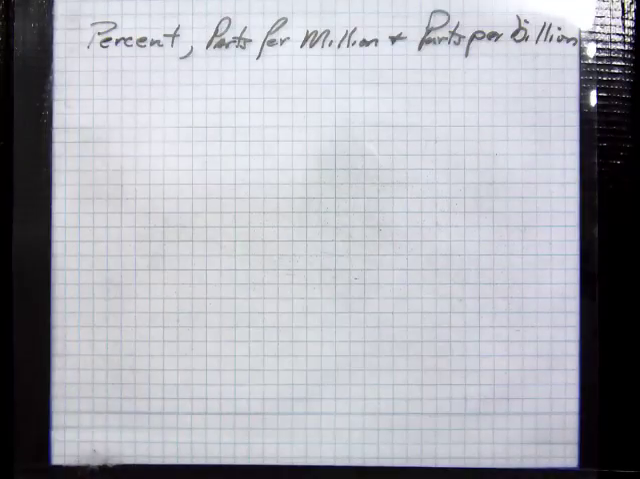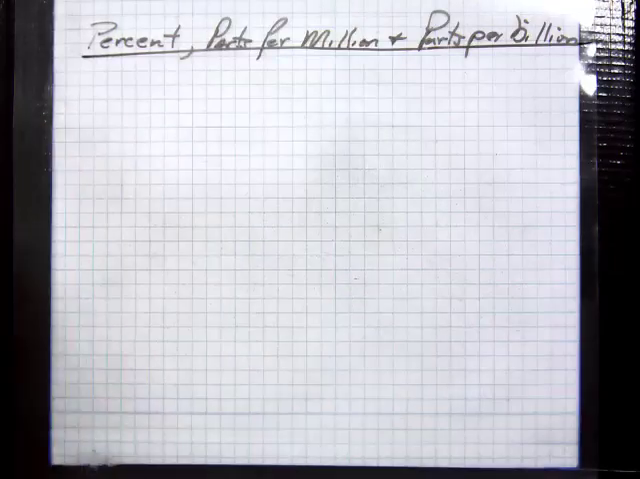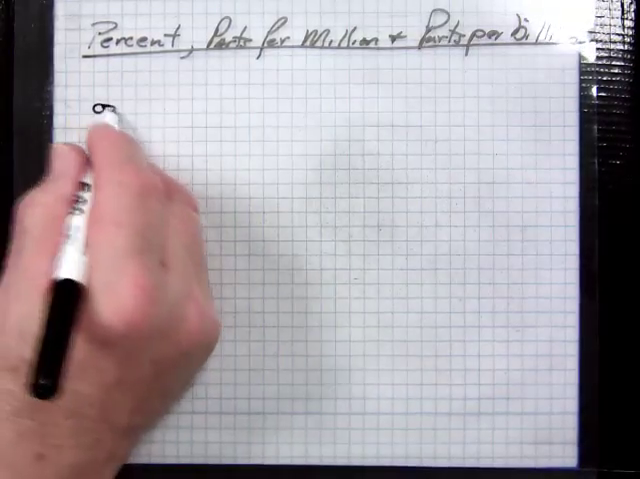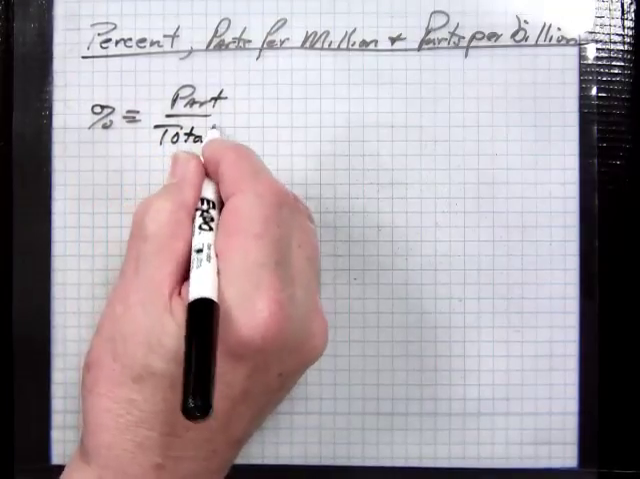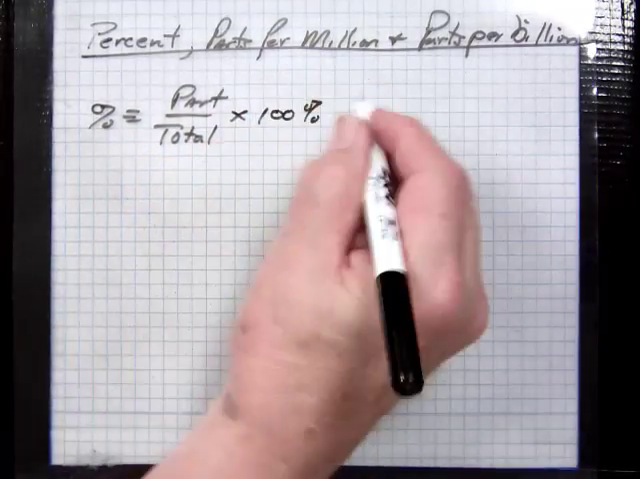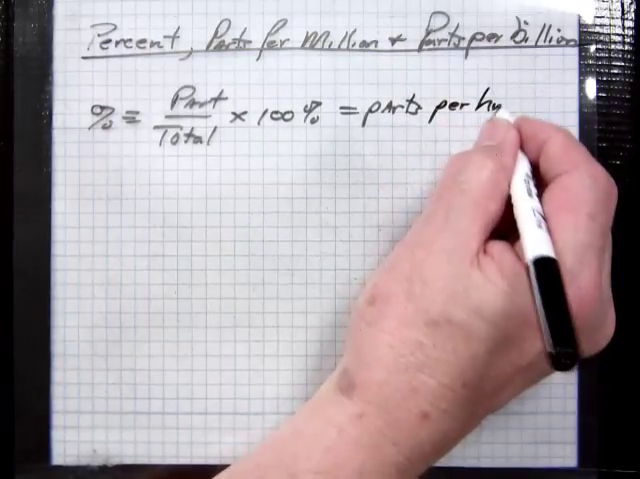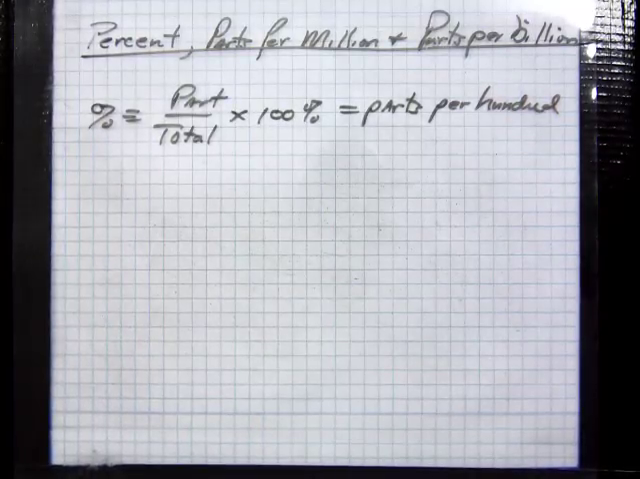Here we have percent, parts per million, and parts per billion as conversion factors. Actually, all of these are essentially the same thing as far as the mathematical relationship. Percentage, by fundamental definition, is part over total times 100%. And actually, this is parts per hundredweight. Most of you already recognize that. That's something you grew up with. But parts per million, parts per billion are not quite as familiar.